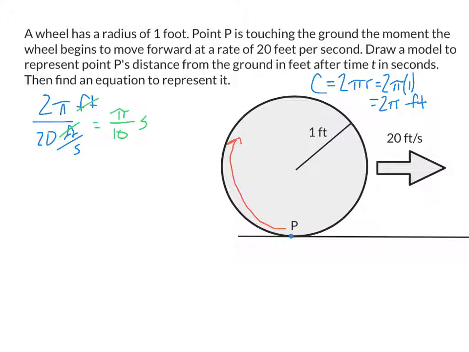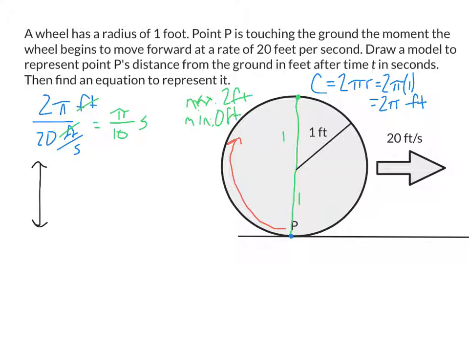Now let's talk about the height of P. At its maximum height, P has a value of, well, right here is 1 unit, and here is 1 unit, so the diameter all the way across is 2. So its max height is 2 feet, okay? And so its minimum height is when it's actually touching the ground at 0 feet. So let's go ahead and draw a rough sketch of this based on what we know.